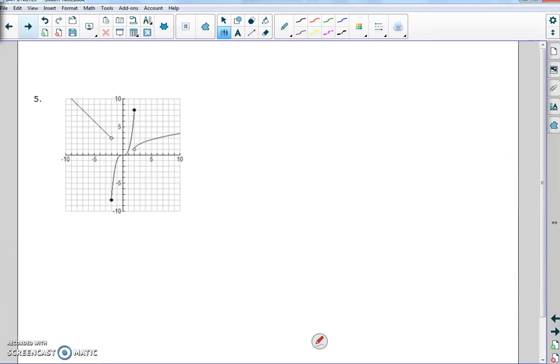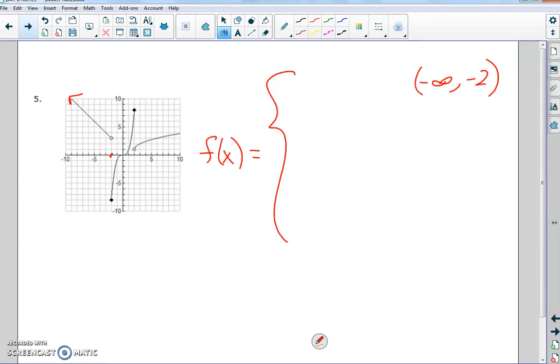So the very last function, again, I've got 3 piecewise functions. So from negative infinity to negative 2, open circle. Then again, negative 2, bracket because it's closed, all the way to 2, another bracket. And then the last one is at 2 with a parentheses because it's an open circle to infinity.